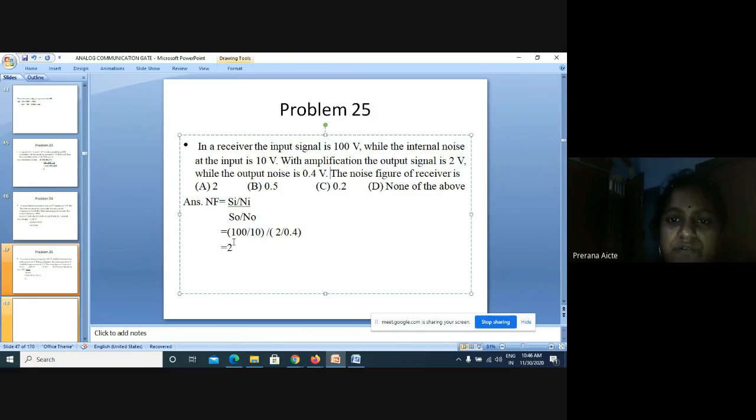So which is equal to, here the input signal power is 100 volt, the input noise power is 10 volt. So 100 by 10 whole divided by, what is the output signal power? Nothing but 2 volts. The output noise power is 0.4 volts. Once you calculate this, we'll get our noise figure as 2. So your noise figure is 2.